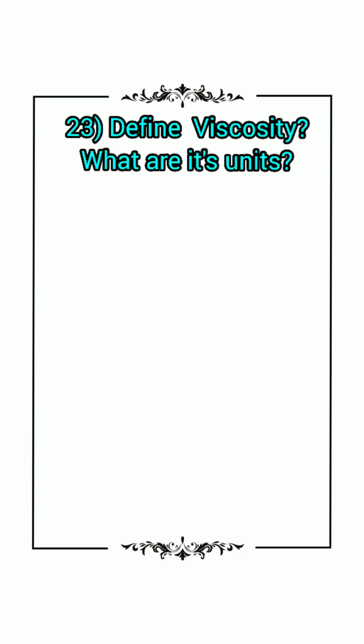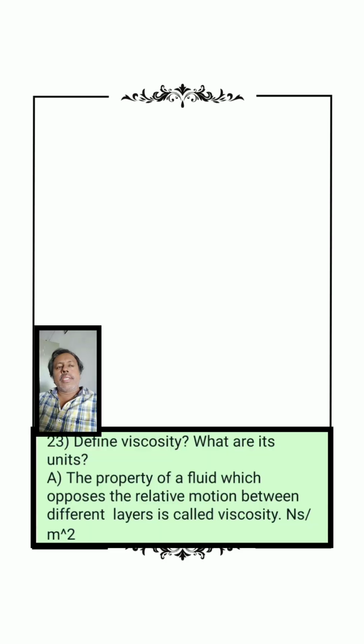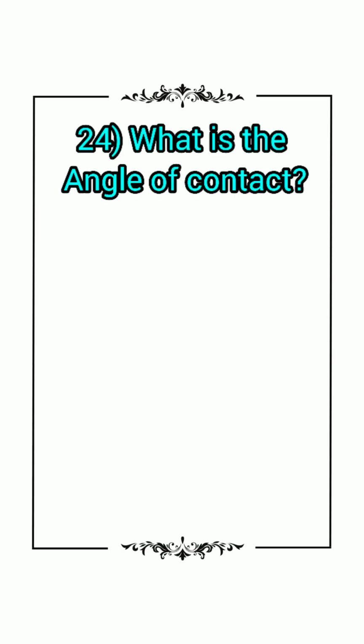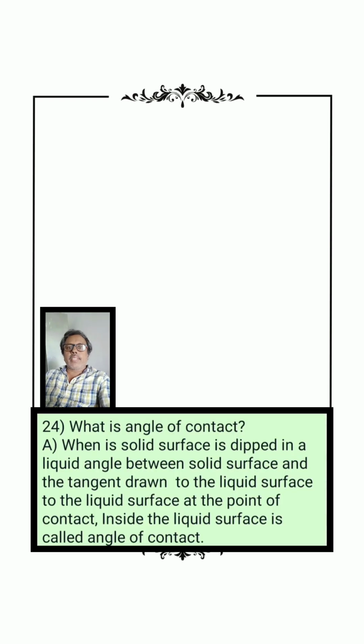23. Define viscosity. What are its units? A. The property of a fluid which opposes the relative motion between different layers is called viscosity. Units: N s per square meter. 24. What is angle of contact? A. When a solid surface is dipped in a liquid, the angle between the solid surface and the tangent drawn to the liquid surface at the point of contact, inside the liquid, is called the angle of contact.